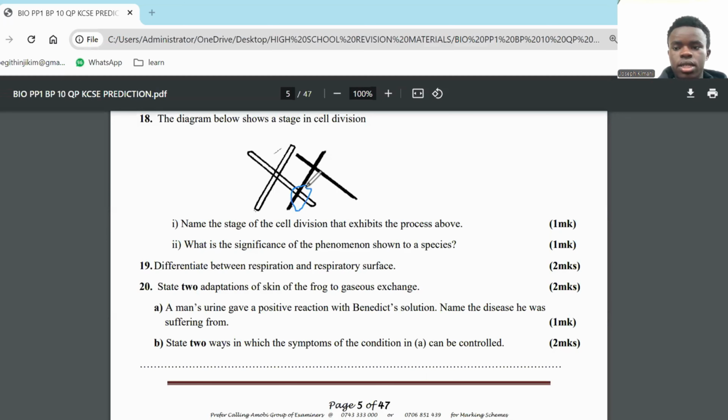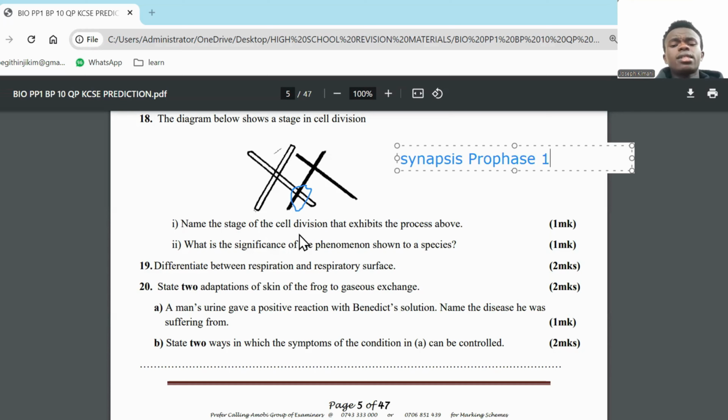We call this a synapsis. Why is it a synapsis? You can see the interaction of the two strands of two different chromosomes. Whenever you see a synapsis in the stage of a cell division, the first thing that should ring in your mind is prophase 1 of meiosis. So this is process 1 of meiosis that is taking place here.